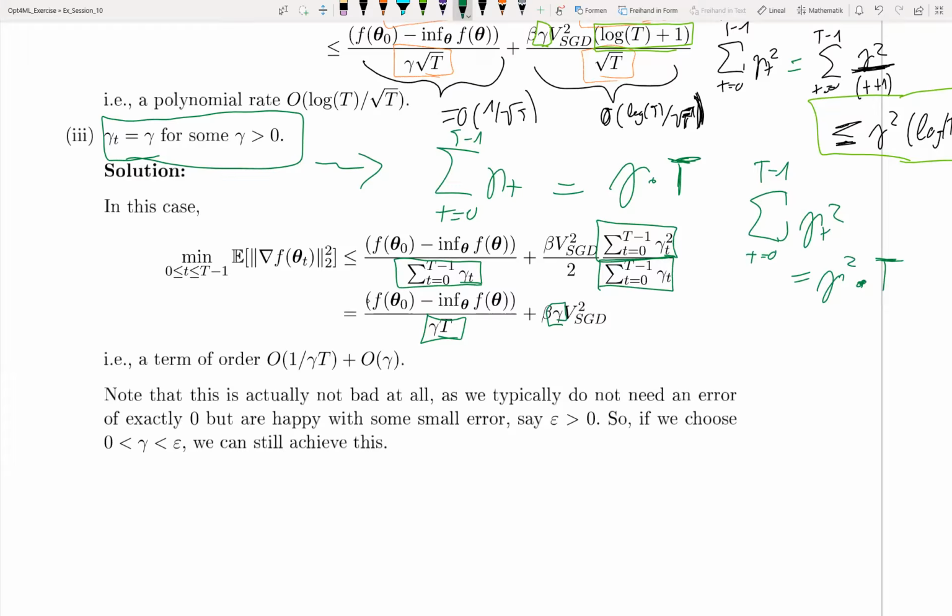Okay, so what we see here is one term which is going to 0 quickly, actually, with a rate of 1 over t. And here we have a constant term, which we could make smaller if we choose a smaller gamma. But then, of course, when we choose a smaller gamma, the first term will be higher, where the gamma is in the denominator.